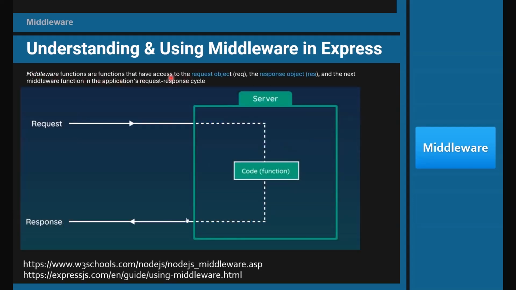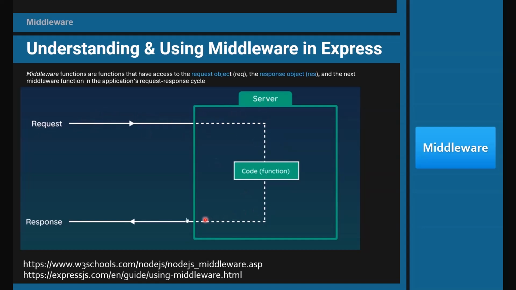Middleware functions are functions that have access to the request object, the response object, and the next middleware function in the application request response cycle. It is simply a function that has access to the request object, the response object, and the next function. So it can perform any tasks: logging, parsing, authentication, modify the request and response objects, end the cycle, or call the next function in line.